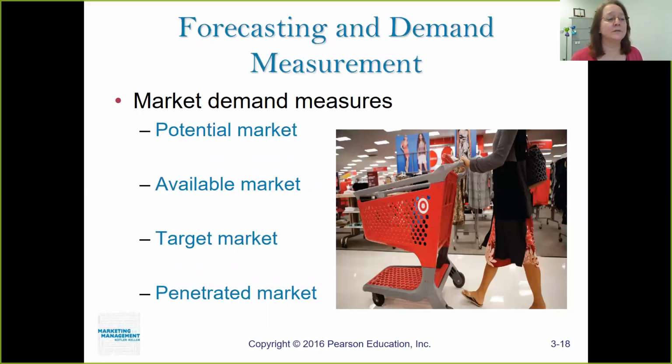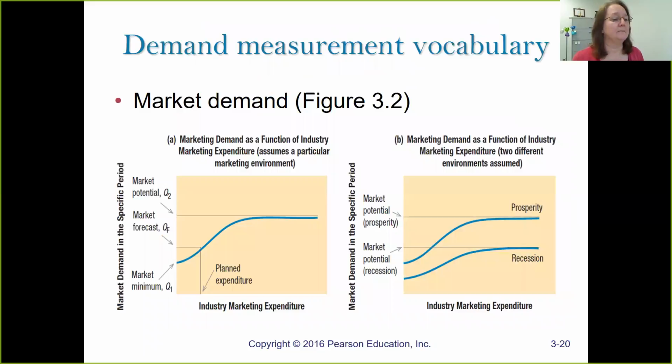So all of this comes together in an effort for us to be able to forecast and measure the demand. So we want to know, what is the demand for the industry as a whole? What is that potential market? What part of that market is available for us? How can we target a specific group? And then how deep is that penetration into the market, so that we know how big we can grow. I'm going to skip over some of these.